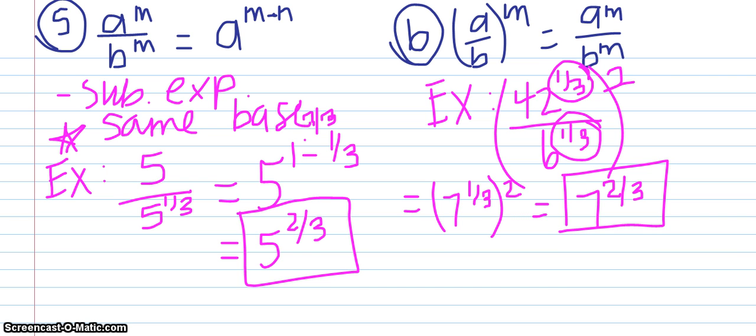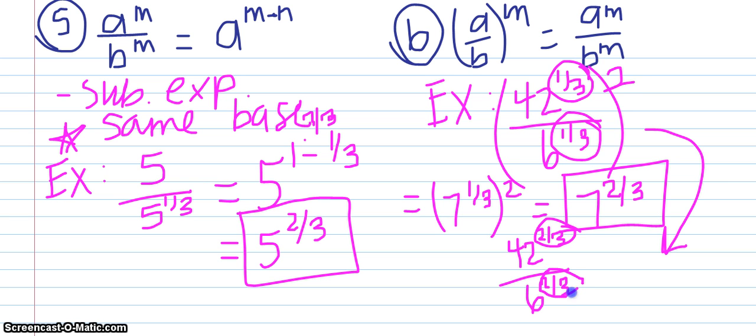The other way I can look at this is if I go ahead and distribute my 2 originally. So it would be 42 to the 2/3 power, because the 2 times 1/3, as well as 6 to the 2/3 power. Once again, because these are the same exponent, I can go ahead and divide, so I get 7 to the 2/3 power. If you notice, you get the same answer, just looking at it a different way.